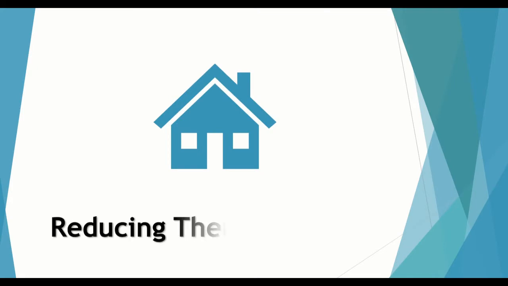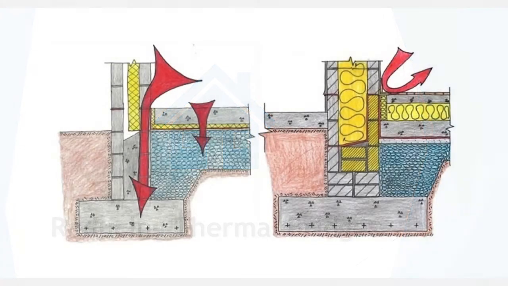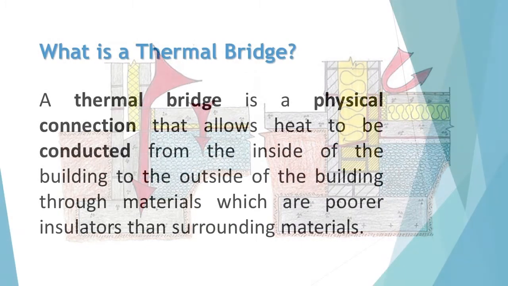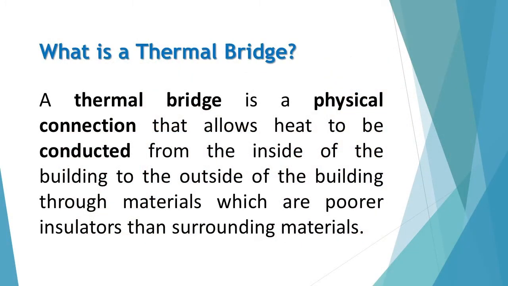Reducing thermal bridges. A crucial aspect of all low-energy construction methods is reducing and eliminating thermal bridges. These thermal bridges can also be referred to as cold bridges. A thermal bridge is a physical connection that allows heat to be conducted from the inside of the building to the outside of the building through materials which are poorer insulators than surrounding materials.